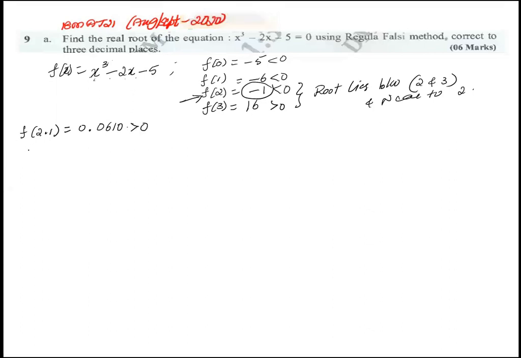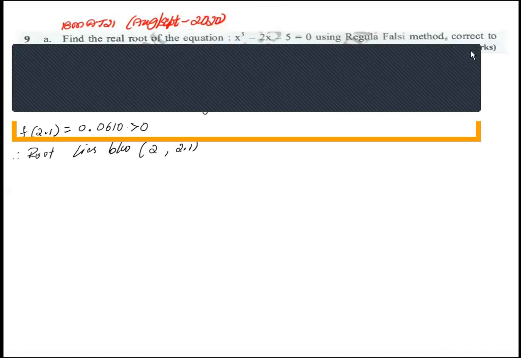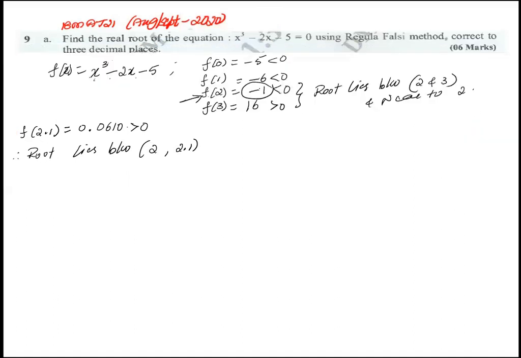Therefore, in terms of one decimal, the root lies between 2 and 2.1. You can judge directly: f of 2 is negative, and f of 2.1 is immediately a positive value, so the root lies between 2 and 2.1. Then write the table.